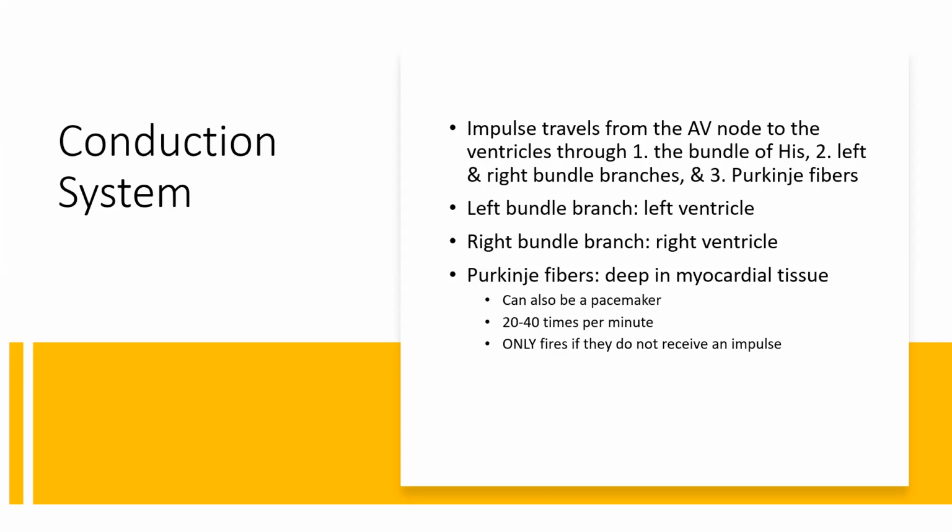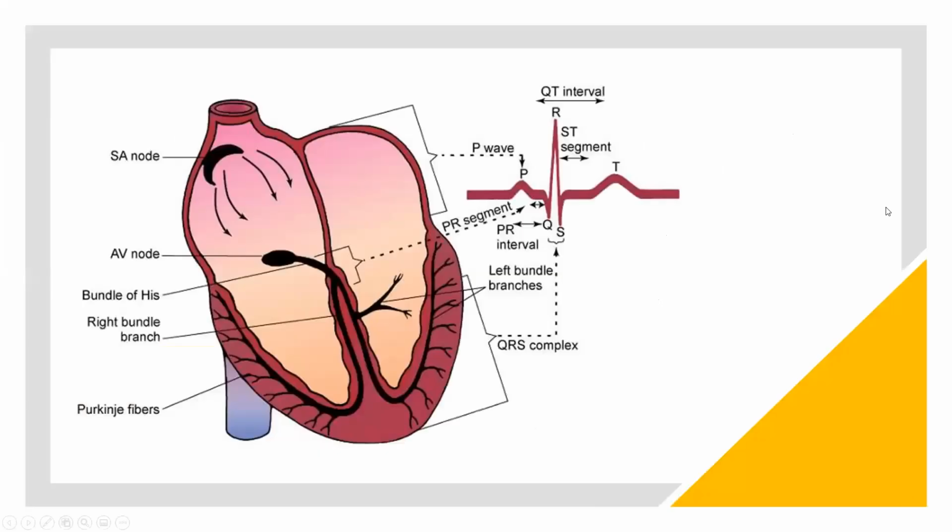And so you can see, even if our SA node at the very beginning is not firing like it should, there are other places where an impulse can fire. So when we get down to the Purkinje fibers, we're talking only about 20 to 40 times per minute. And again, we'll only fire if the previous 2 electrical areas, so the SA node and the AV node, do not do their job.